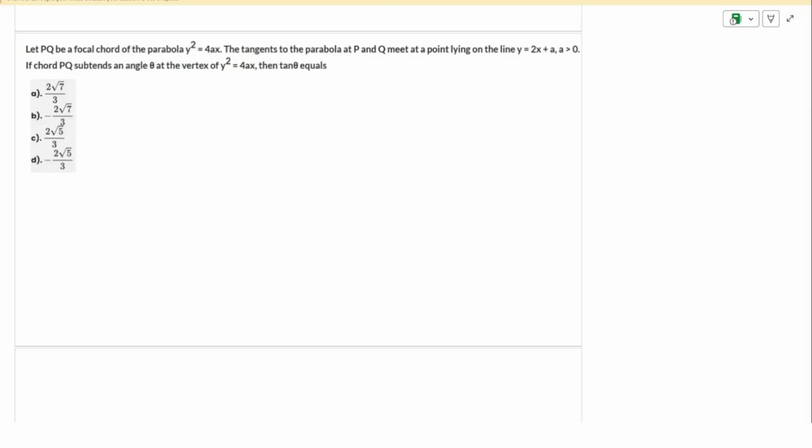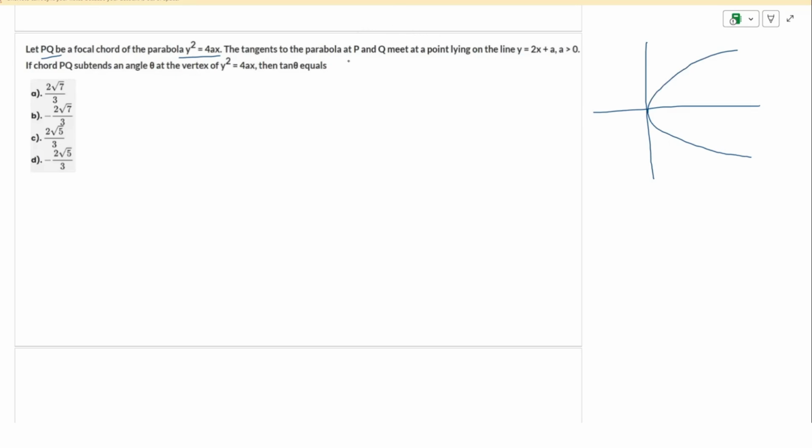So we have a parabola question again. Let's see. PQ is the focal chord of this parabola. As soon as you see a parabola, you start drawing a parabola, and recording everything that is given to you. So this is your parabola, y square is 4ax.